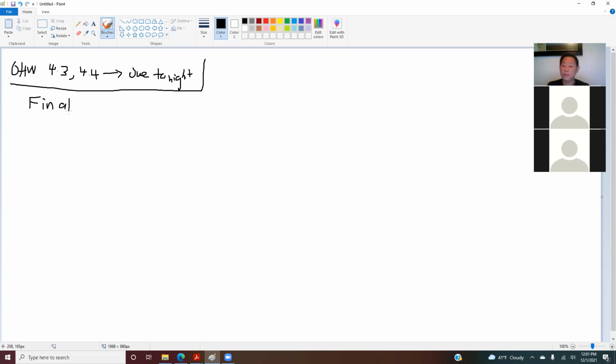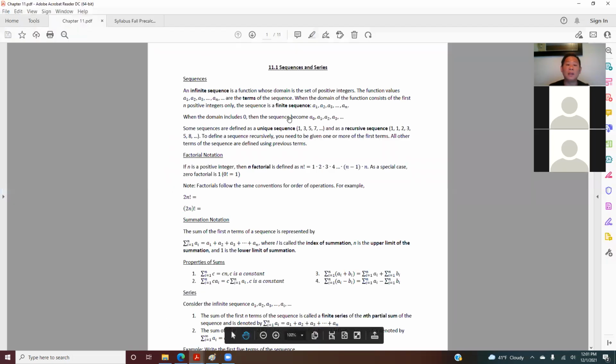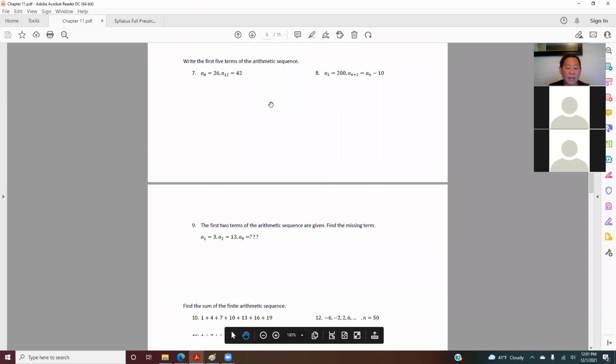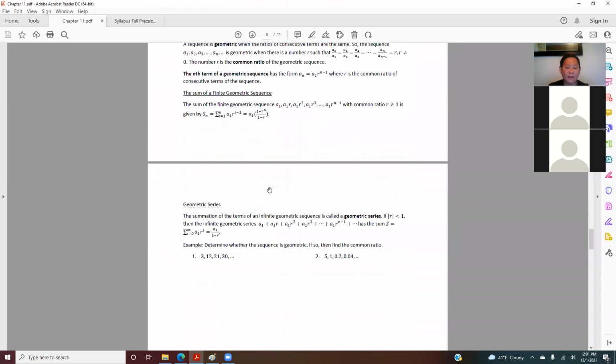The final in this case is not comprehensive. It means your final doesn't cover from chapter 6 all the way to chapter 11. Your final only covers the last few chapters. It will cover 4.3 and 4.4, and also chapter 11, which is what we're going to go through today. So it's 11.1, 11.2, 11.3, and I think 11.5.